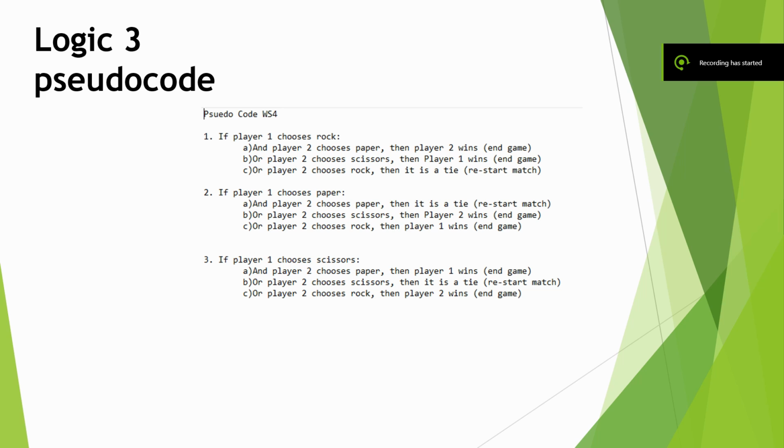And here we have the procedure code for Logic 3. If player 1 chooses rock, it determines what player 2 has chosen, and then determines whether player 1 has won, or player 2 has won, or it is a tie.